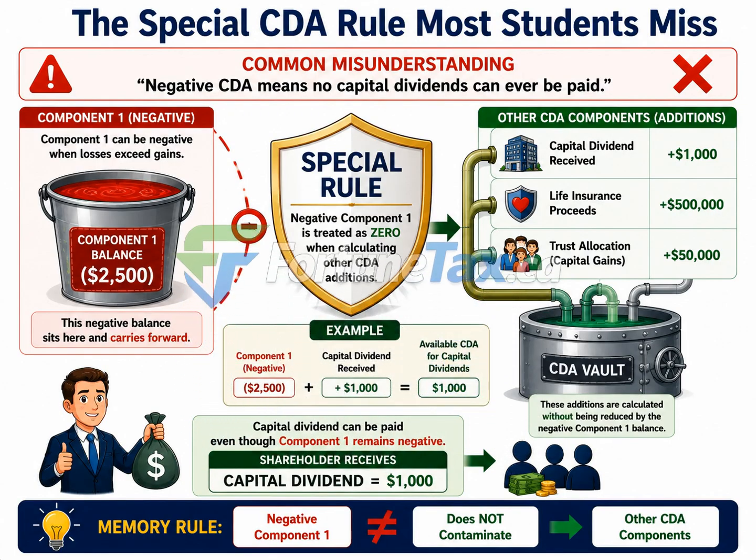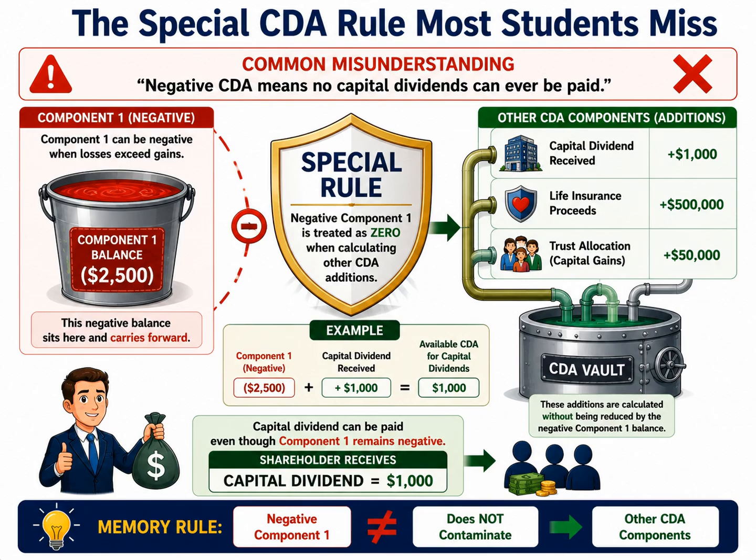This is the key lesson. A negative component 1 balance does not eliminate the value of other CDA components. Capital dividends received, life insurance proceeds, and trust allocations can continue to create available CDA independently. A useful memory rule is this: negative component 1 does not contaminate the rest of the CDA. Or said another way, a negative component 1 balance does not automatically mean capital dividends are impossible.